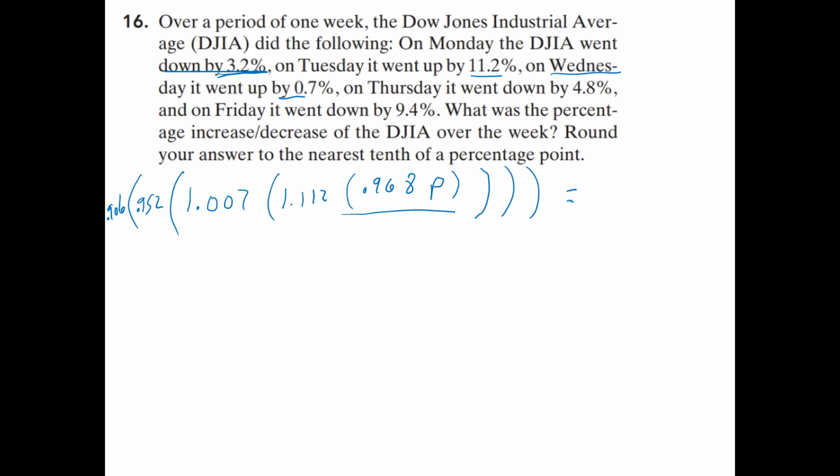And so then if we multiply all this out, we don't have to go through it like we did last time. We can just multiply all this out. 0.906 times 0.952 times 1.007 times 1.112 times 0.968. And that gives us 0.9349p. And so this is where it ended up.